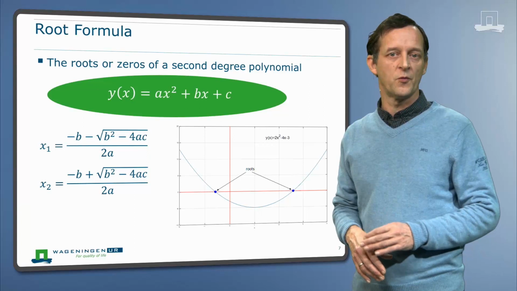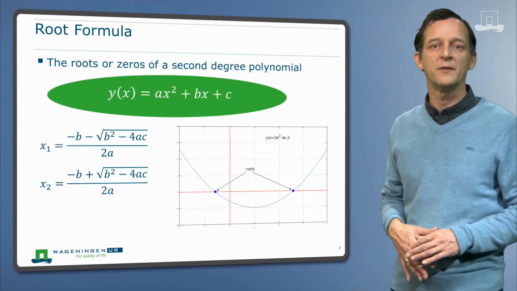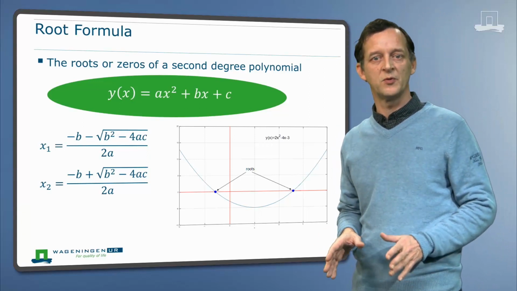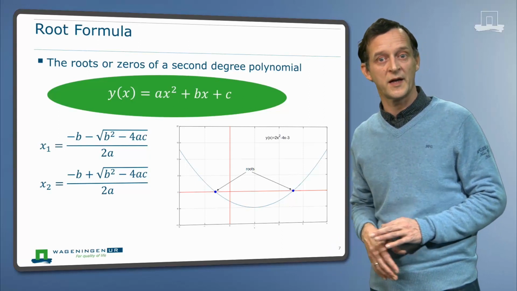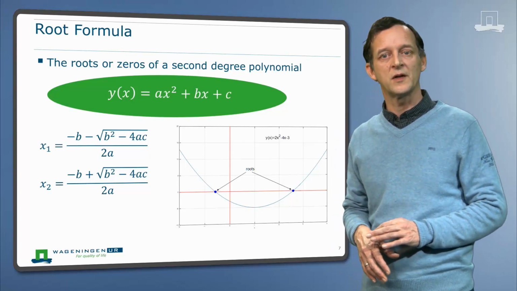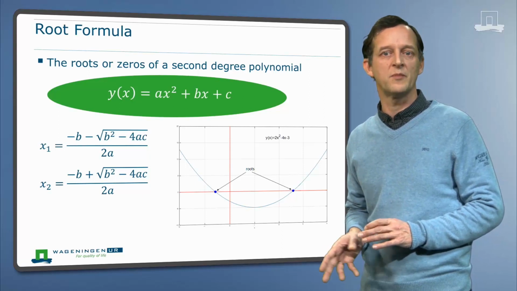If we use the root formula to solve for the zeros of the cannonball trajectory we just saw, then we can find out exactly where the bullet will hit the ground. Also, we could find the maximum height of the cannonball easily by just calculating the y value at the point x equals minus b divided by 2a.